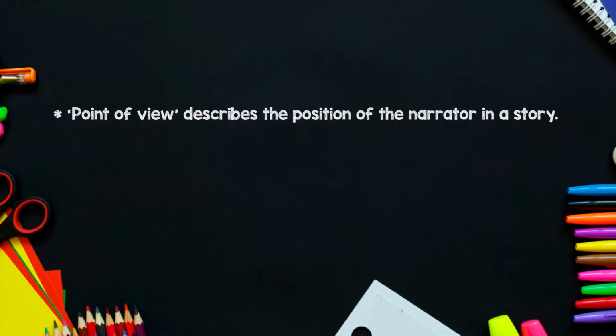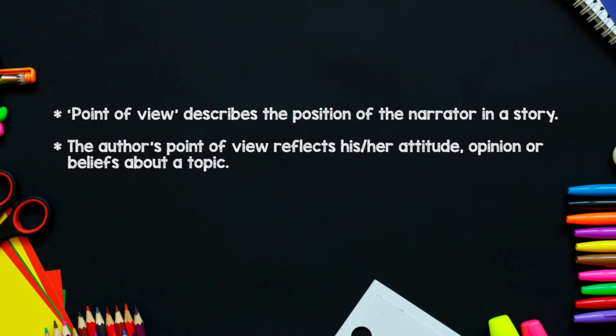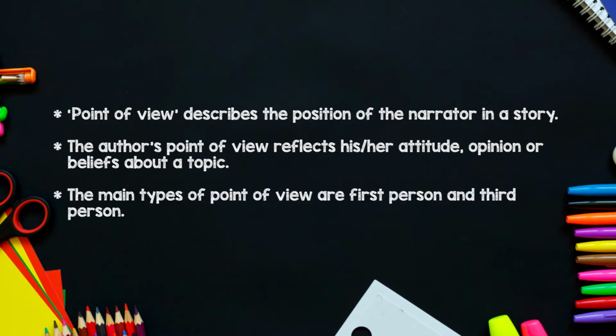Today, we would be learning about point of view or writer's point of view. Now, point of view describes the position of the narrator of a story. The author's point of view reflects his or her attitude, opinion, or beliefs about the topic. The main types of point of view are first and third person, and we will be looking at those a little more.